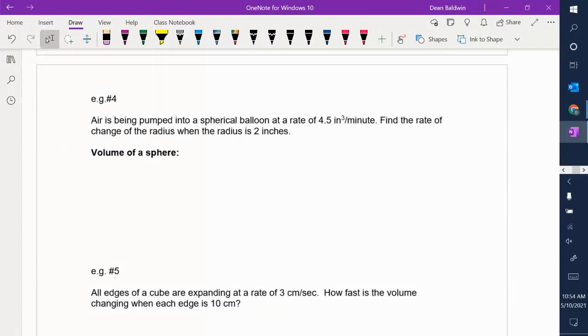Okay. Air is being pumped into a spherical balloon at a rate of 4.5 cubic inches per minute. Find the rate of change of the radius when the radius is 2 inches. Okay, so we need to know the formula for volume of a sphere. You already know that? I will give you these formulas. I'm just curious if anybody knows this. It has to be cubed because it's volume. So volume of a sphere is 4/3 pi r cubed.